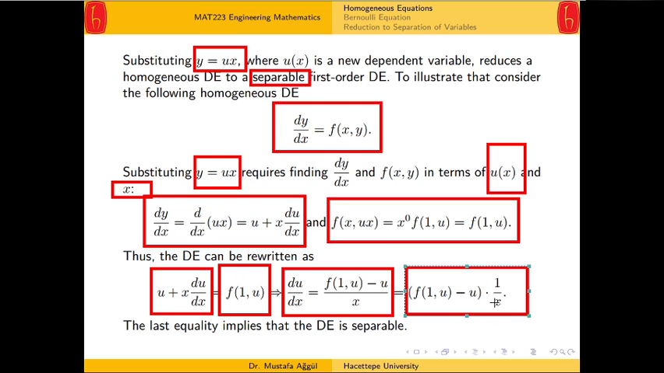So this means we have a separable equation, okay. Because this is a function of u alone, and this is a function of x alone, if we can write the right hand side as a product of the function of the first parameter times the function of the second parameter, then we say it is a separable differential equation.